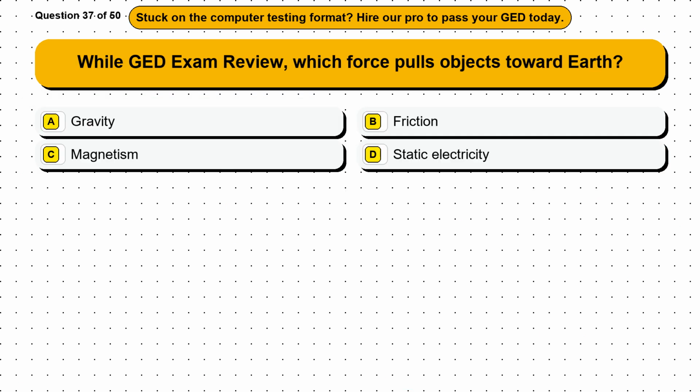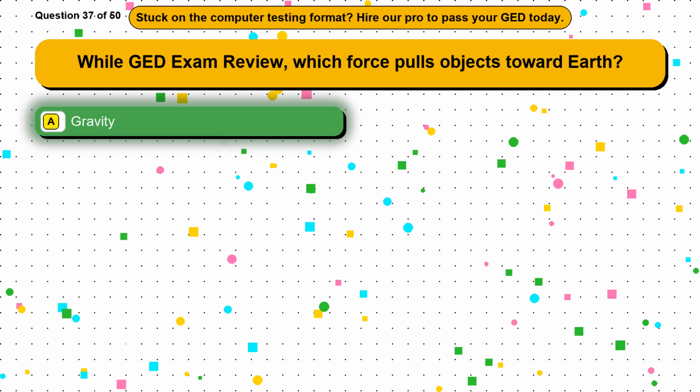Question 37. While GED exam review, which force pulls objects toward Earth? Option A, gravity. Option B, friction. Option C, magnetism. Option D, static electricity. The correct answer is option A.